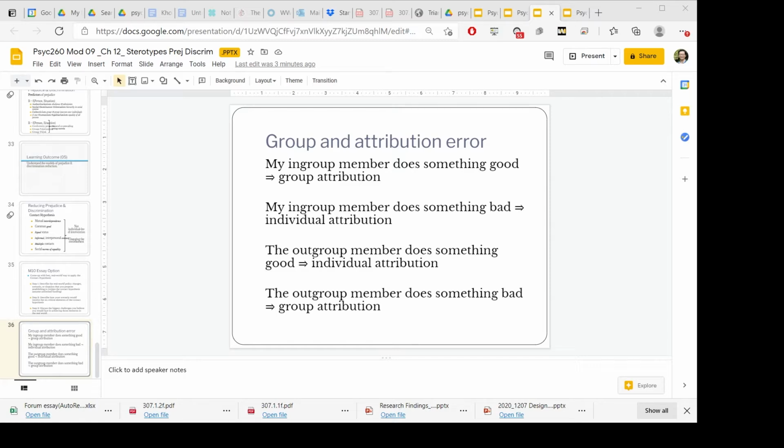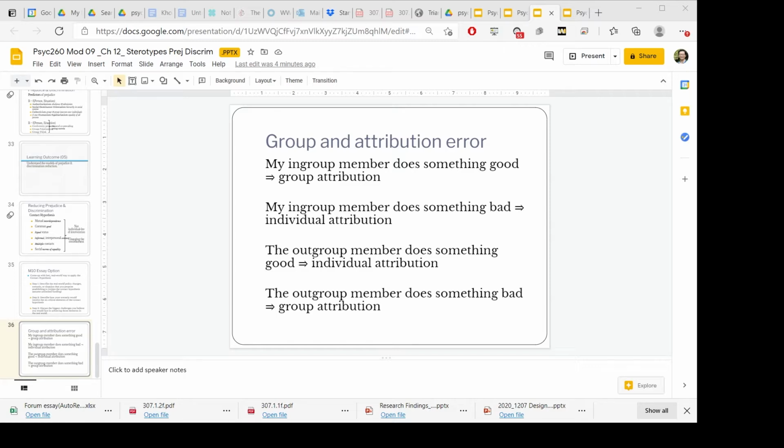Because we have an in-group bias toward in-group favoritism, we want to favor our in-group and bolster our in-group social identity to raise our own self-esteem, according to social identity theory. We tend to make attributions that are consistent with this bias. So when our in-group member does something good, we attribute that behavior to a group quality. If my in-group member does something good, it's because my group has good qualities.